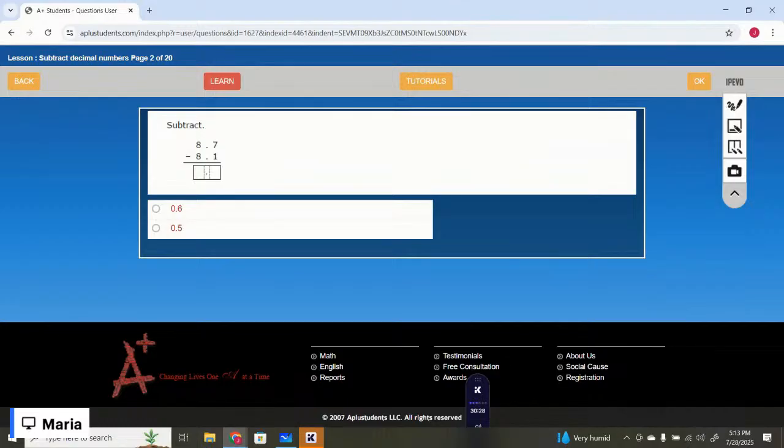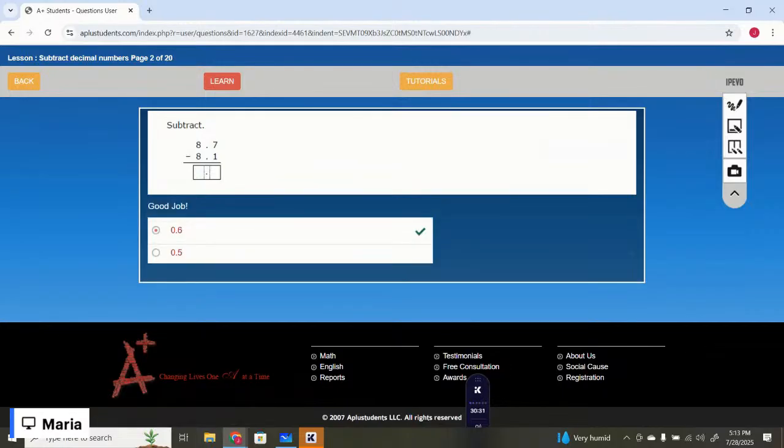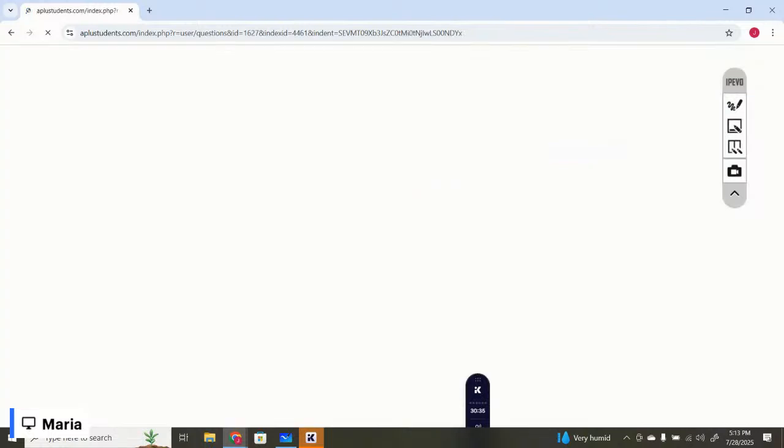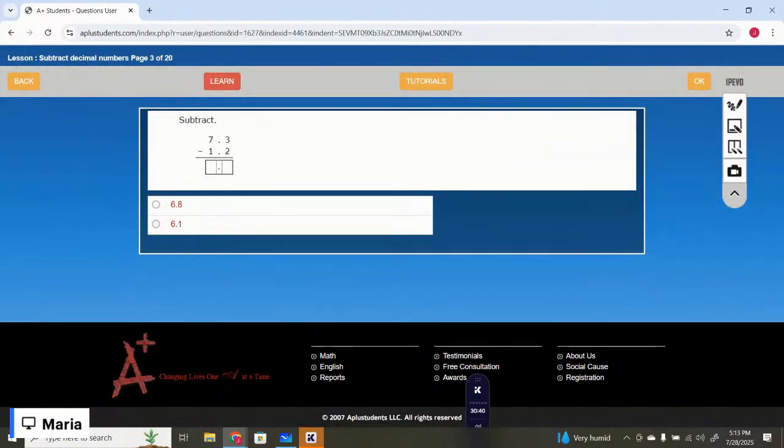8.7 minus 8, take away 1, that is 0.6. Option number 1 is the correct option. 7.3 minus 1.2, that is 6.1. Option number 2 is the correct option.